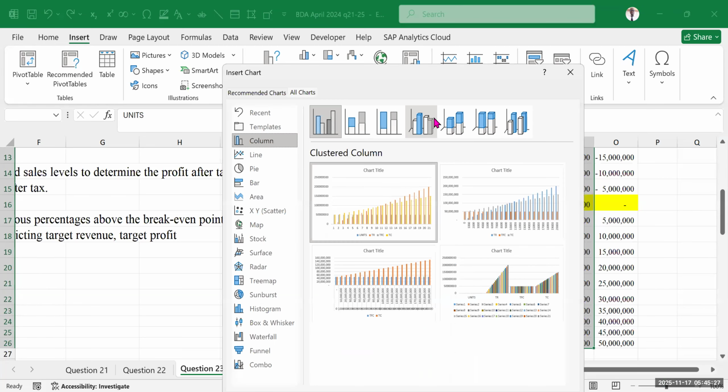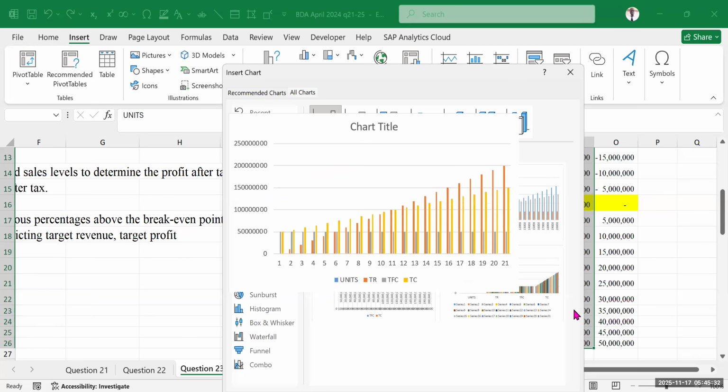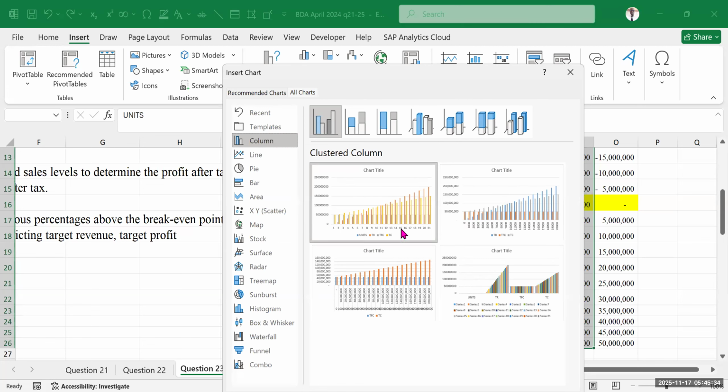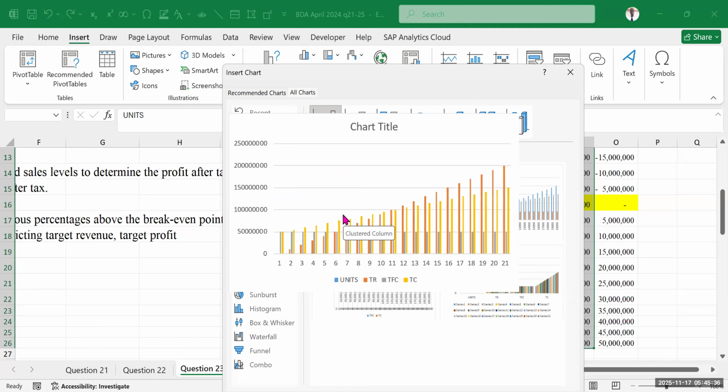So it is left upon you to ask yourself, if I use this column chart, for example, under all charts, does it show me the profit zone and the loss zone? Does it show me the break-even point in units? You will realize that this clustered column chart may not really clearly show that. So you need to try checking out the others.